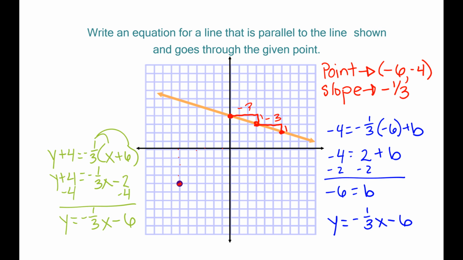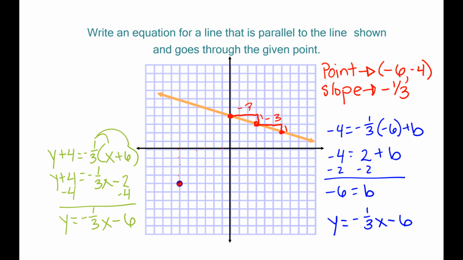You can see that I solved them both ways. So in the green, I used the point slope method, and then in the blue, I used the slope-intercept method. So you can check your work and see, depending on which method you used, check and see if you got the answer. Either way, you should get y equals negative 1/3 x minus 6.